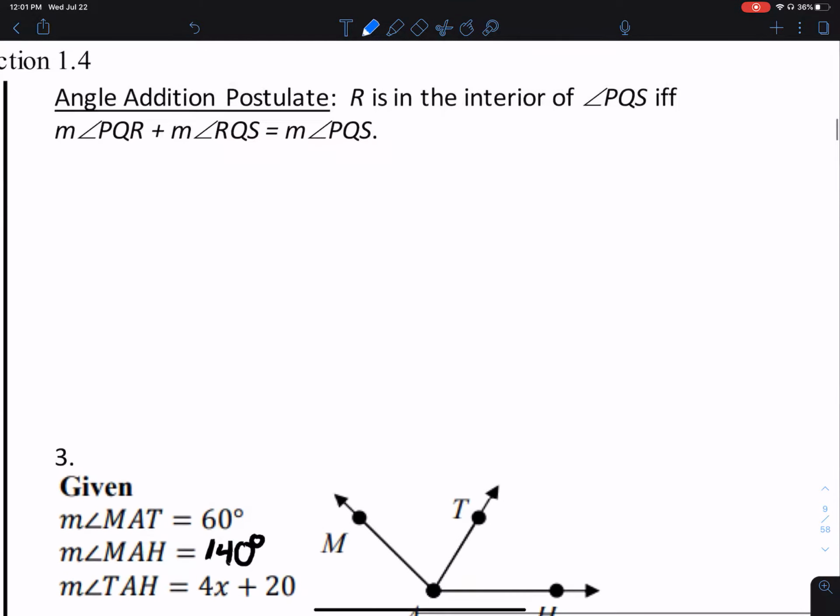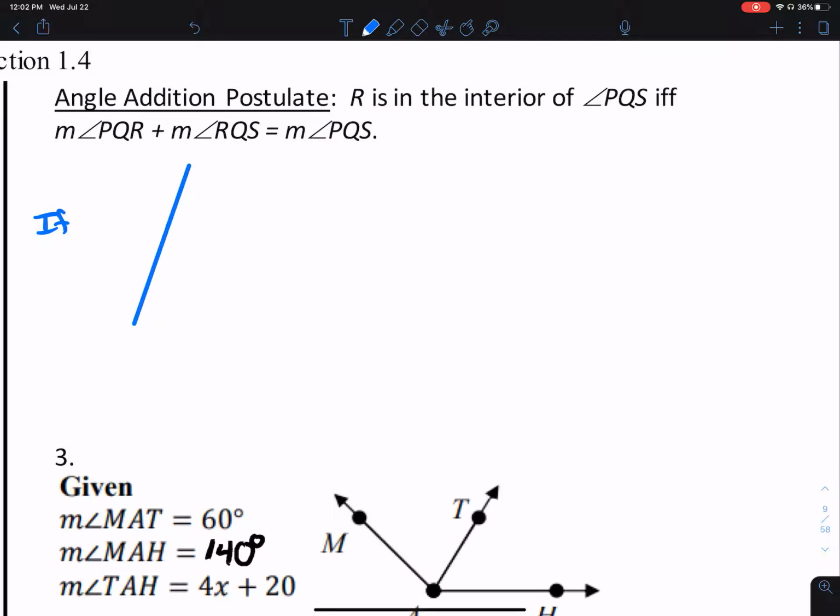Next, we have the angle addition postulate. Same concept. It appears to be more complicated because there's more letters involved. If R is in the interior of angle PQS, well, this says if and only if. So I'm going to read it first. If this is true, then this is true. And then we can look at it backwards.